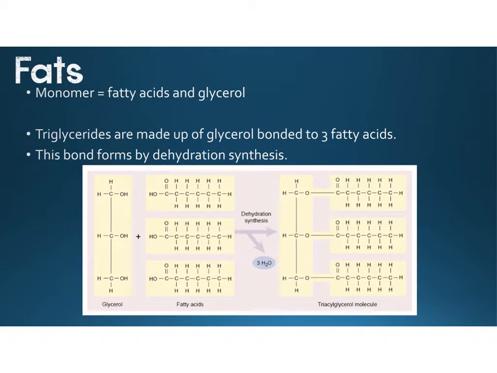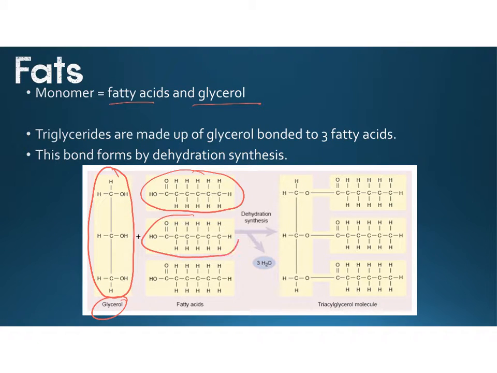So we're going to look at the structure of fats here for a minute. The monomer of a fat is kind of two pieces that are coming together. You get fatty acids and glycerol molecules. So here is a glycerol molecule. It is this vertical chain here. And you get these 3 fatty acids here. So those are the building blocks that make up a lipid.